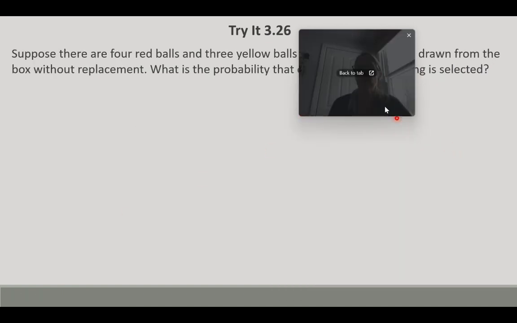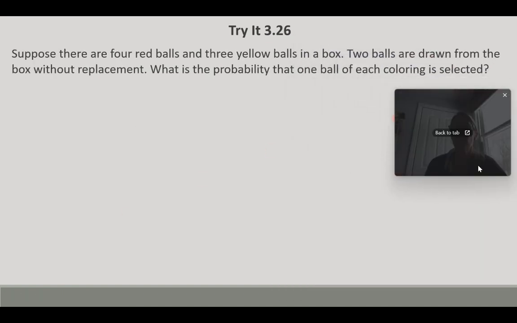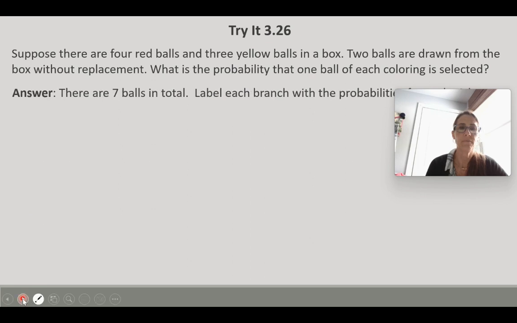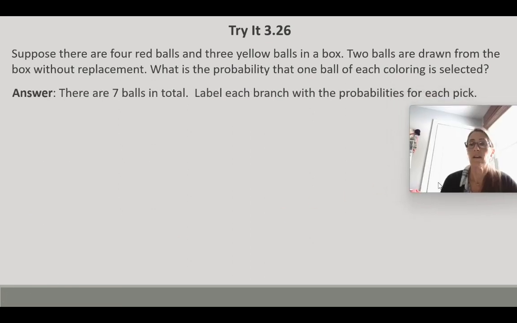So try it, 3.26 from our book. Suppose there are 4 red balls and 3 yellow balls in a box. 2 balls are drawn from the box without replacement. What is the probability that 1 ball of each color is selected? So we can see that there are 7 balls in total. We're going to do a tree diagram, and we're going to label each branch with the probabilities for each pick.